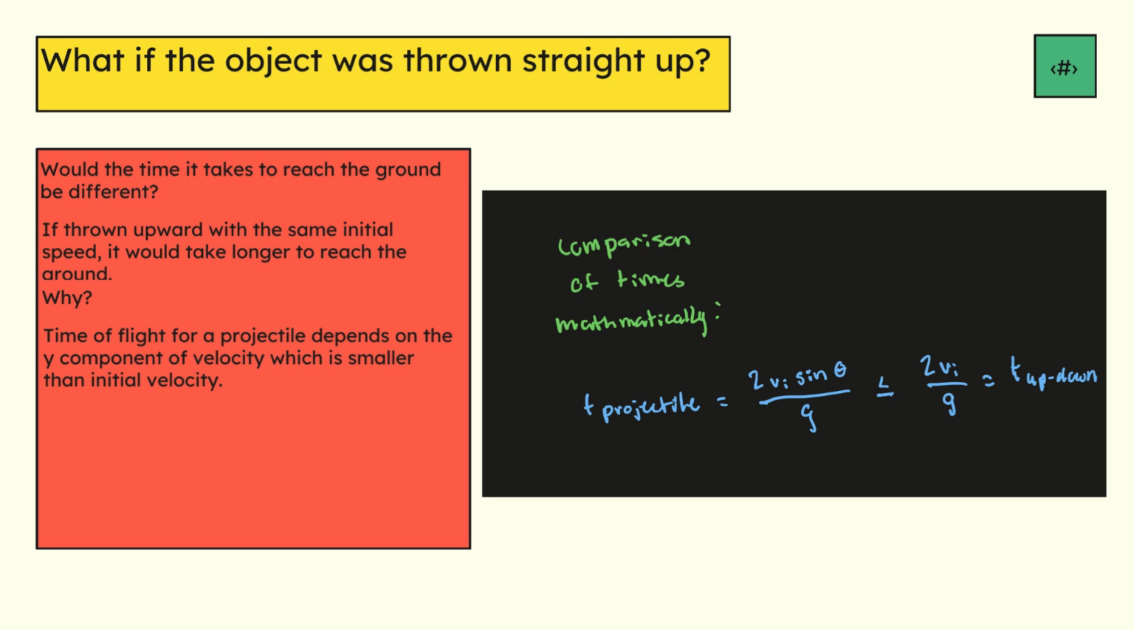So, what if the object was thrown straight up? Would the time it takes to reach the ground be different? If the object was thrown straight up with the same initial speed, it would take longer to reach the ground. This is because the time of flight for a projectile depends on the y component of velocity, which is smaller than the initial velocity.